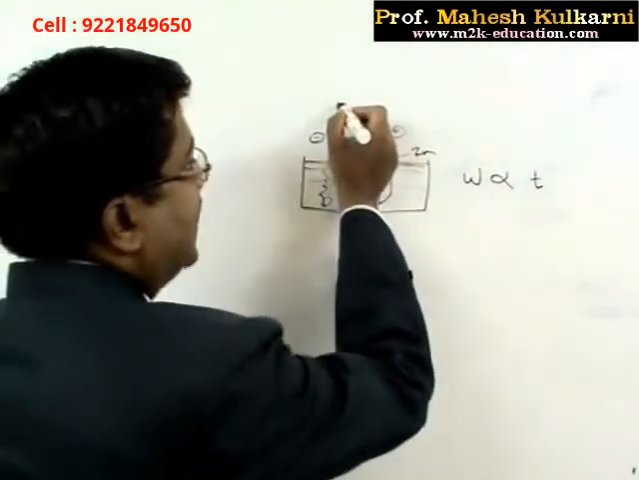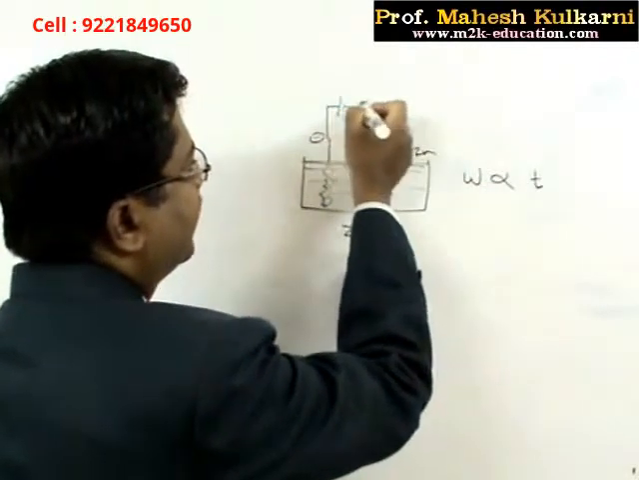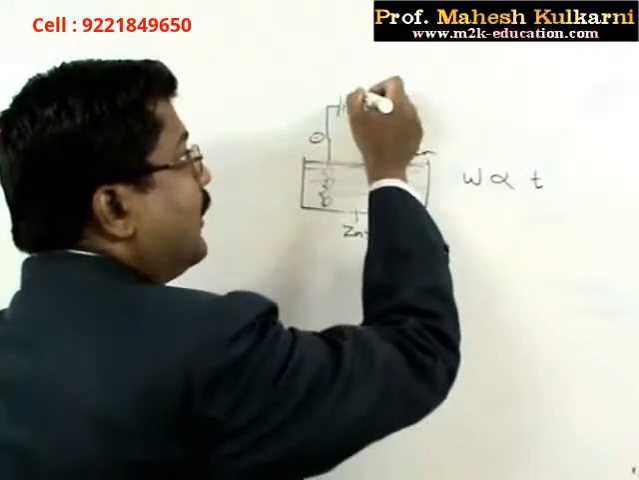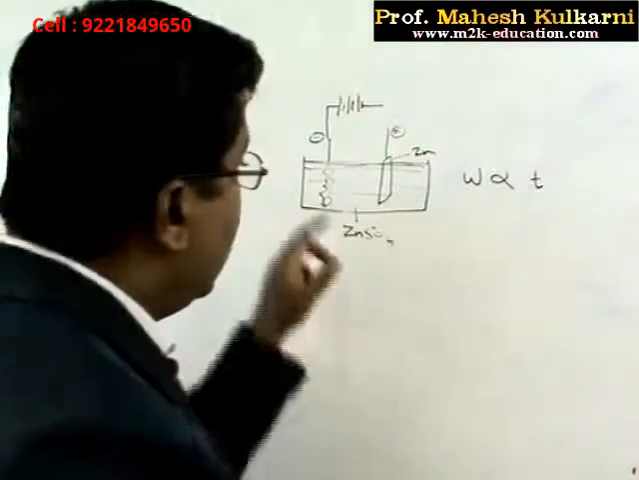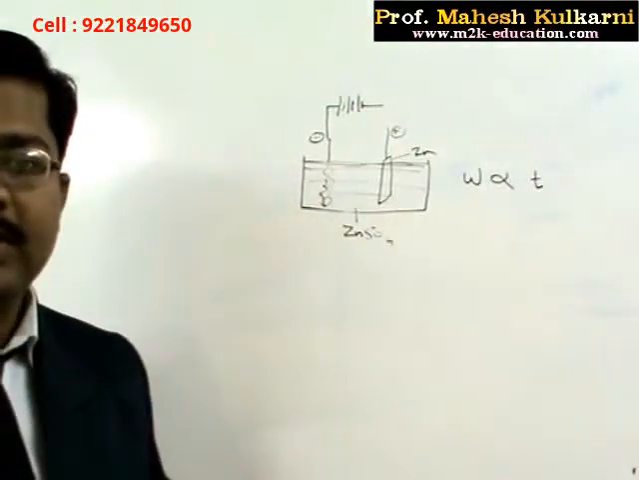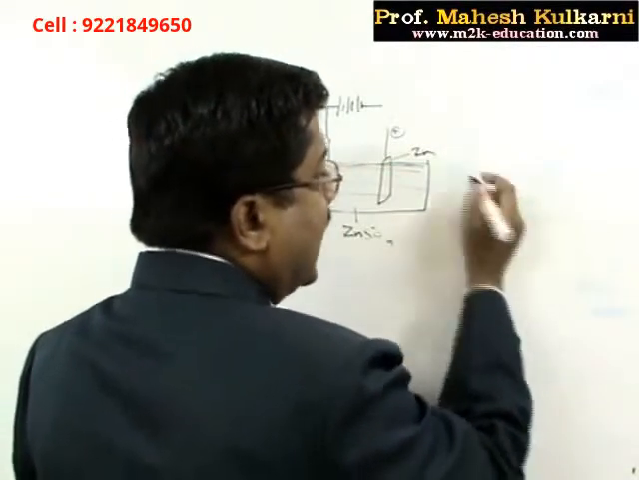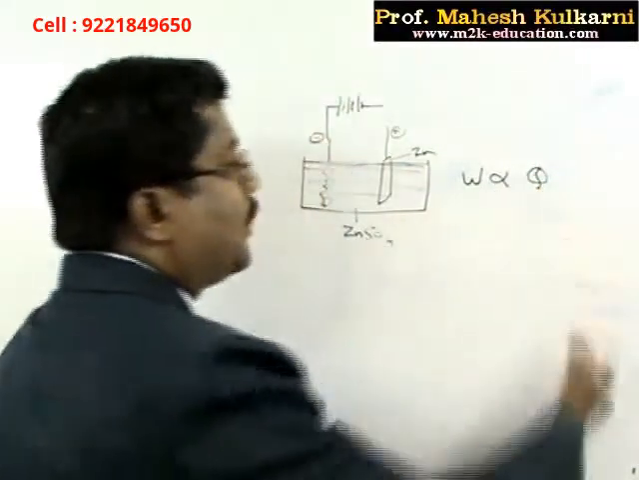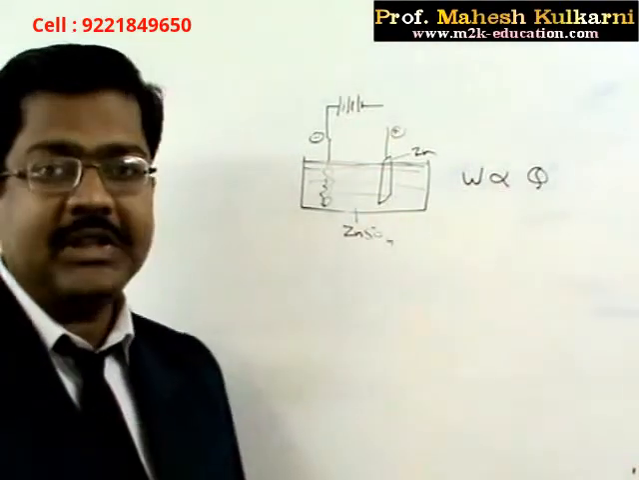Same way, suppose I am using 1 cell in the circuit. Instead of that, suppose I am using 2 cells. Instead of that, suppose I am using 3 cells. That means I am increasing current and EMF both. Then also I am getting more and more substance deposited, and ultimately one can conclude that the weight of substance deposited is directly proportional to the quantity of electricity passed, or quantity of charge passed.